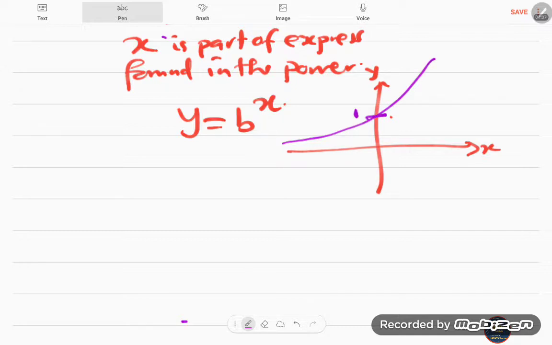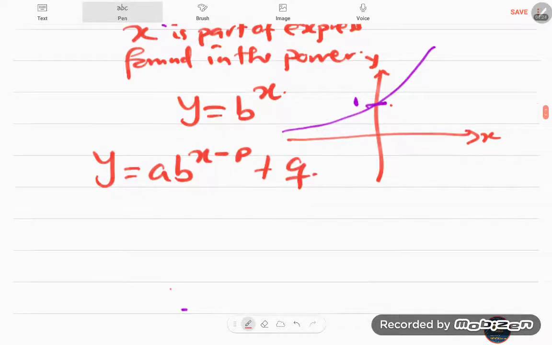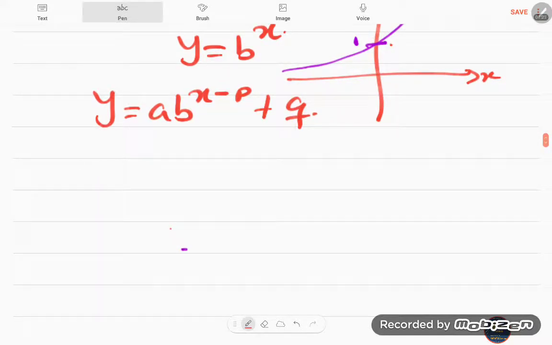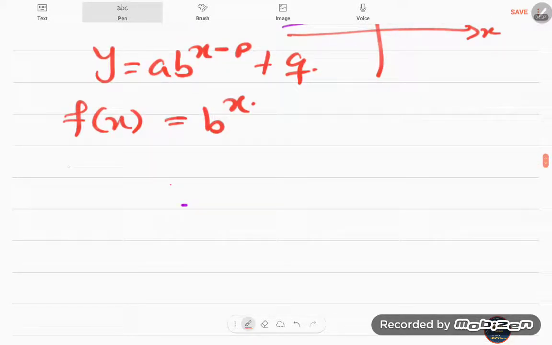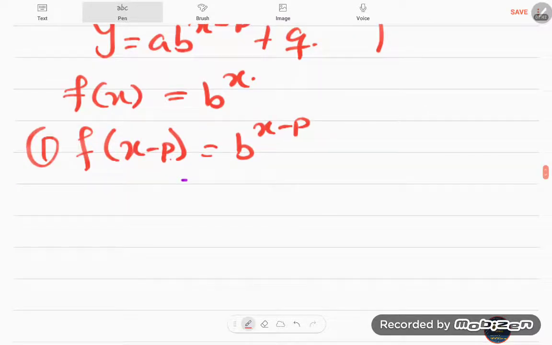Okay, so when we begin to make the transformations to get the expanded form, we say y equals a b to the power x minus p, plus q. Again, we'll look at the transformations that enable us. So we have f of x equals b to the x, that's the one that we're transforming. The first transformation is x minus p, giving b to the power x minus p.